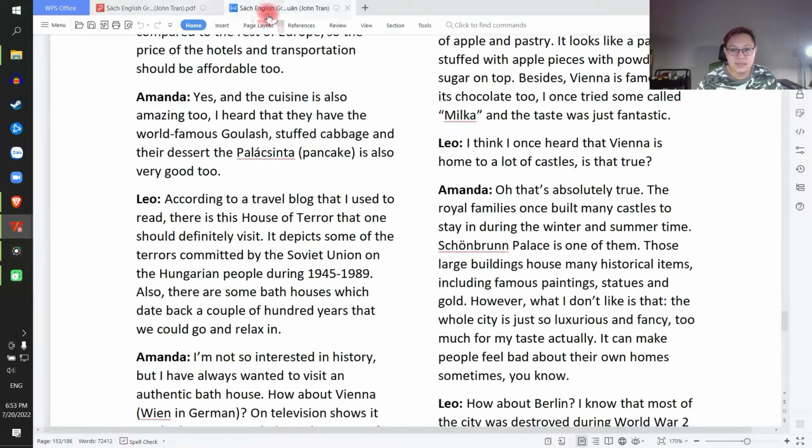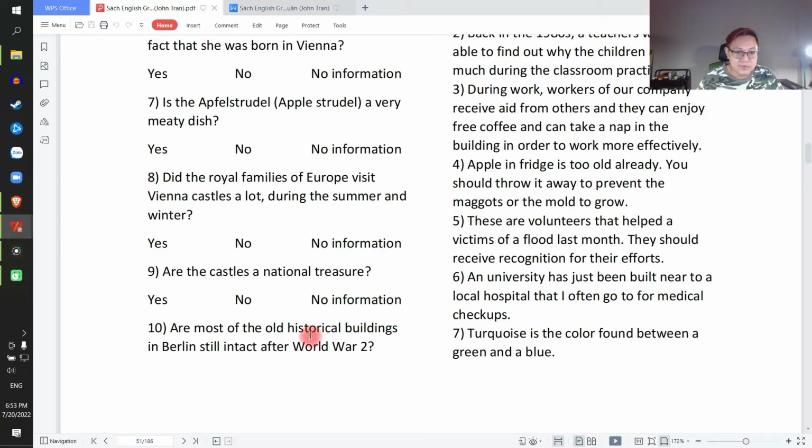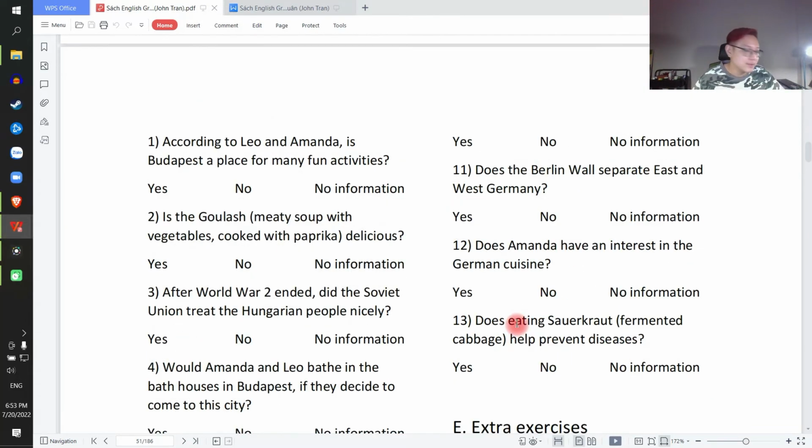So here you see that Berlin, most of the city was destroyed during World War II, and they had to rebuild everything. So this one indicates that most of the old historical buildings in Berlin are no longer intact. They are all destroyed in World War II. But then, look at this one. You might think it's a no, right? But still, the answer is no information.